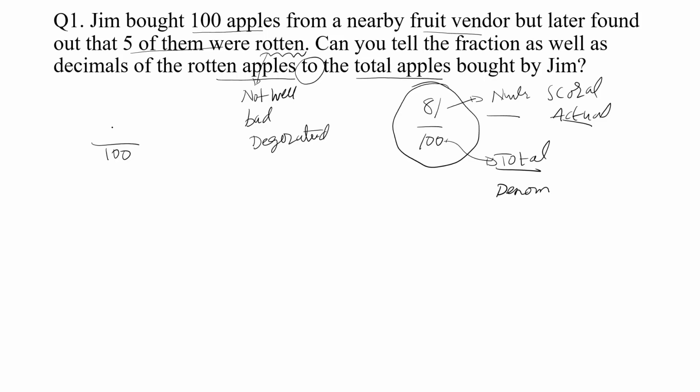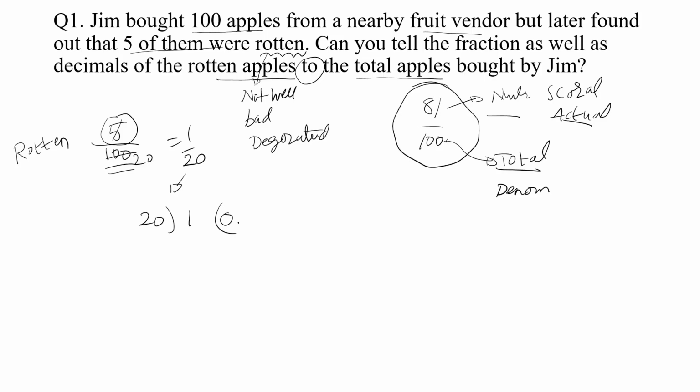How many rotten apples are there? 5. So this is 5 by 100, that means 5 apples are rotten out of 100 apples. Can I convert it? Yes, dividing by 5, that is 1 by 20. Now how can we convert it into a decimal? We know very well: make 1 as 1.0, and divide by 20.